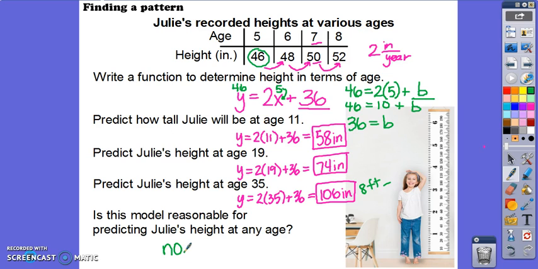Also, did you think about plugging in 0 for x? When this baby was born, it was 36 inches tall. That is a large baby. So it'd probably just be for a short amount of time that that model would hold, between ages 5 and 8, I guess.